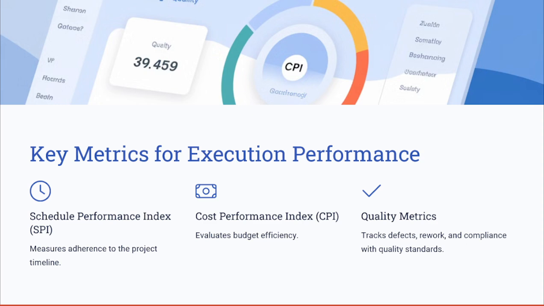So again, the SPI is one of these key metrics that can be used during the execution and monitoring phase. The SPI is used to measure the adherence to the project timeline. The CPI evaluates the budget efficiency, ensuring that the project manager is adhering to the project budget. The quality metrics are used to track the defects or the rework trend or performance, or the number of rework requests, and also compliance with the quality standards.